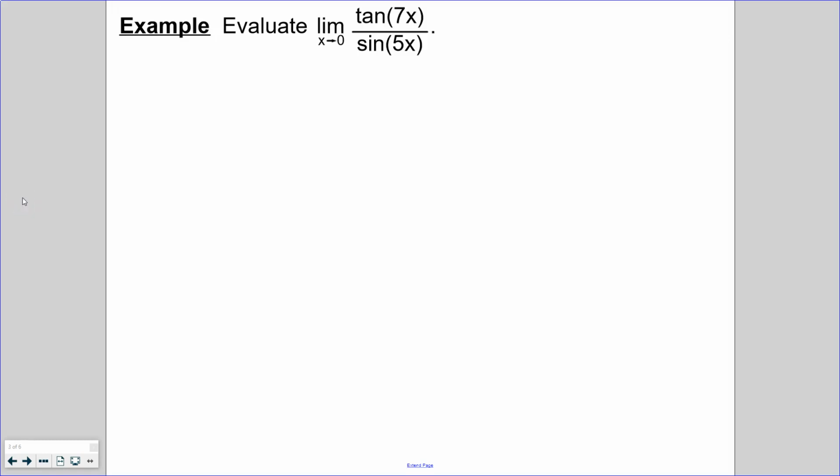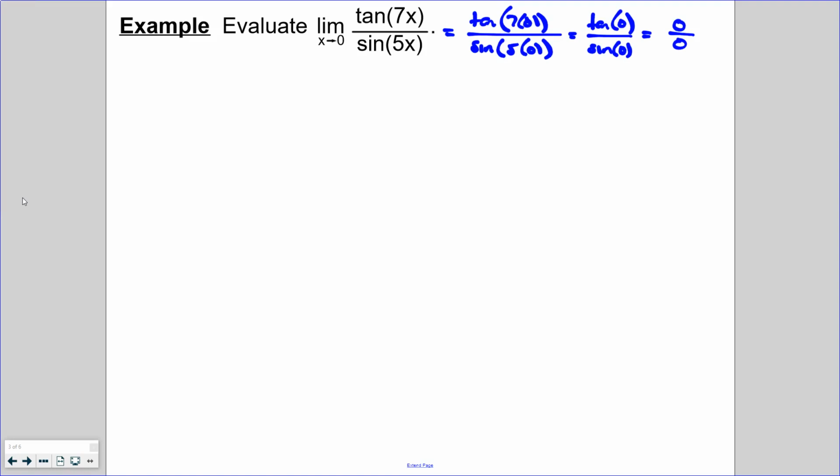So the first limit we're going to be looking at is the limit as x approaches 0 of tangent of 7x over sine of 5x. And as always, it's good to just do direct substitution just in case. So we're going to get tangent of 7 times 0 all over sine of 5 times 0, which is going to give us tangent of 0 over sine of 0, which will be 0 over 0.